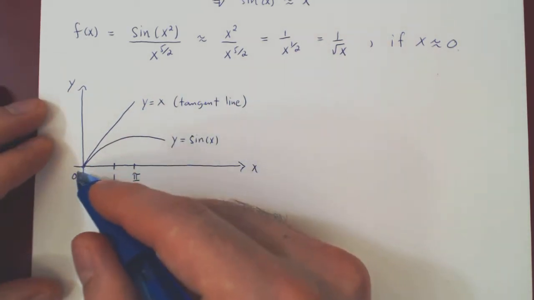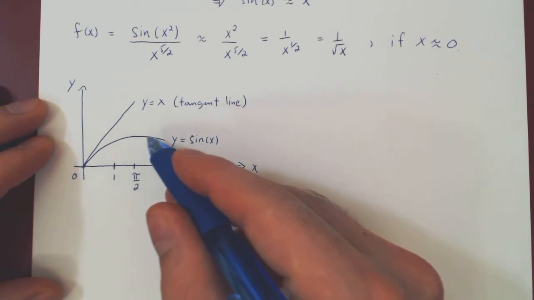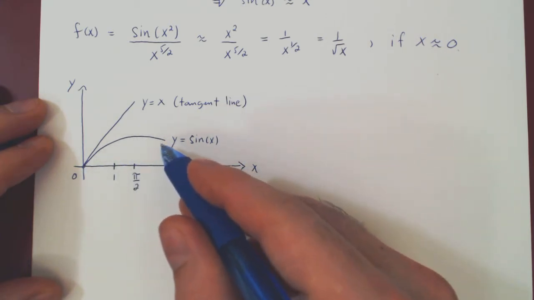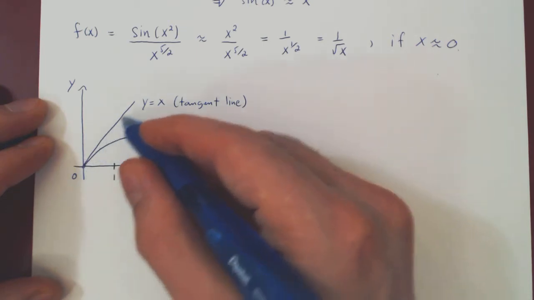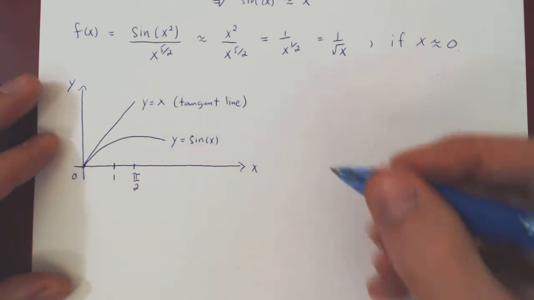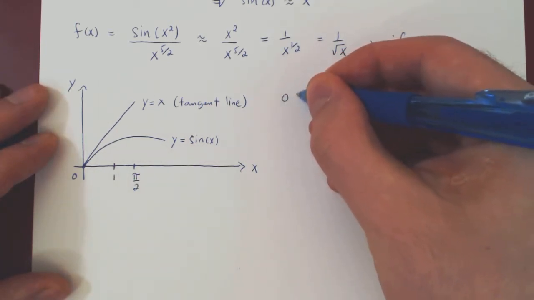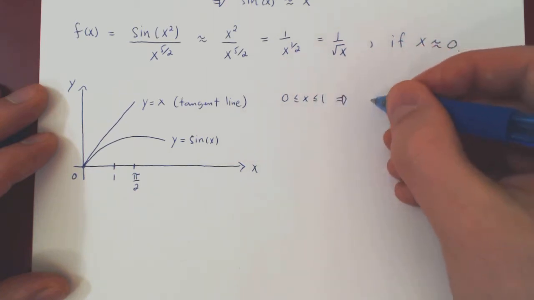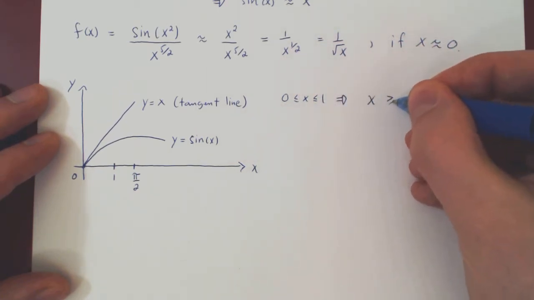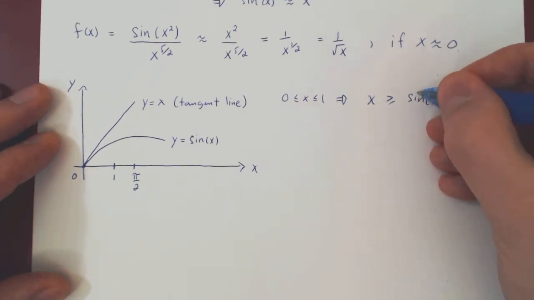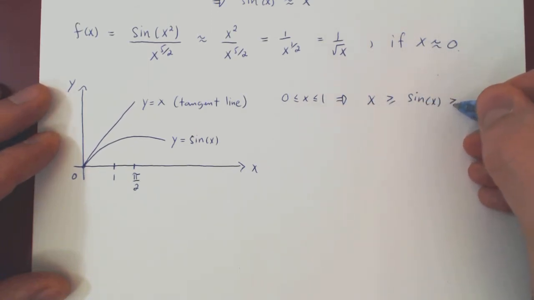And again, because sine is concave down, we can see that the tangent line is always above sine between 0 and 1. Therefore, the fact that x is between 0 and 1 implies that x is larger than or equal to sine of x, which itself is non-negative.